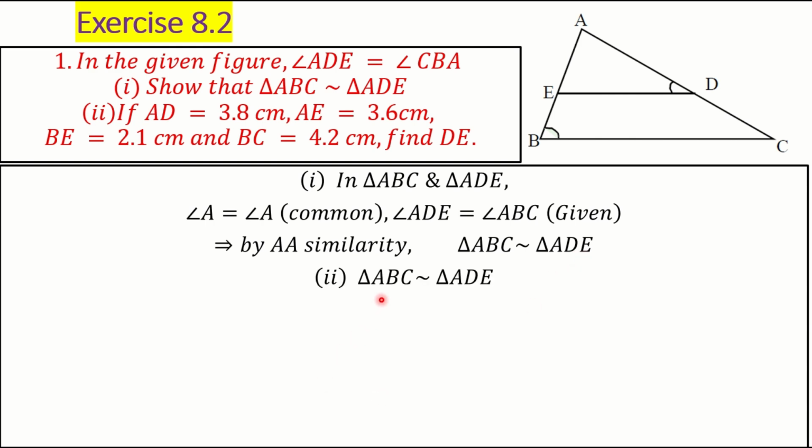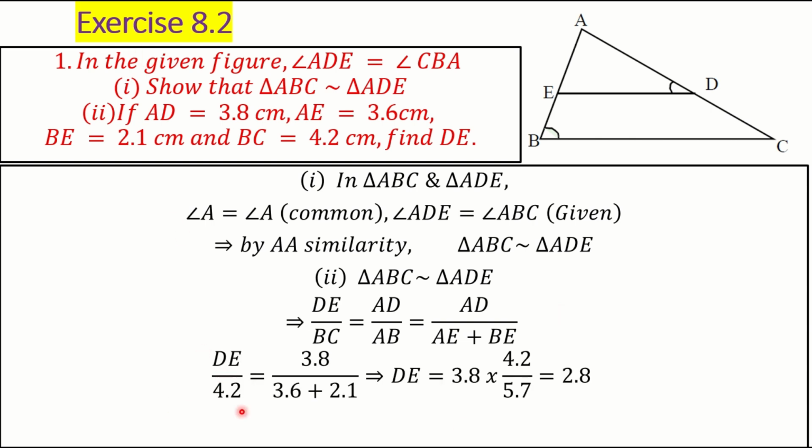Now, since they are similar triangles, we know that DE by BC equal to AD by AB. Correct? Because you check the order of the sides based on how you wrote the triangle name. AD by AB, AB I can write as AE plus BE. Now, with this information, I substitute the values given and I get the DE value, which is 2.8.